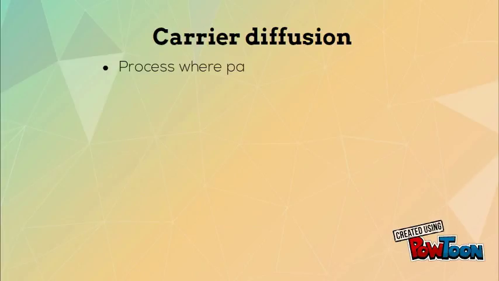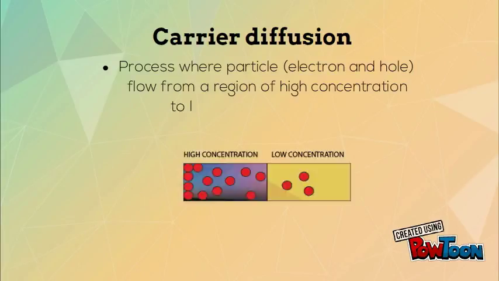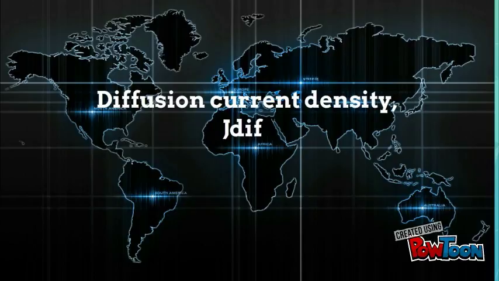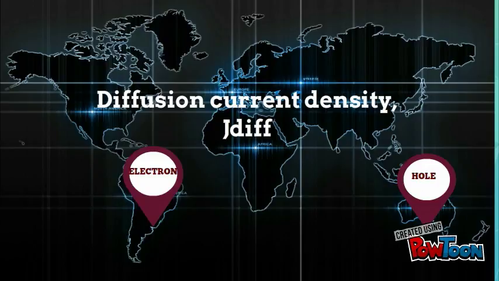Carrier diffusion is the process where particles, electrons and holes, flow from a region of high concentration to a region of low concentration. Diffusion current density. There are two mechanisms of diffusion current density. That is, diffusion current density of electrons and diffusion current density of holes.